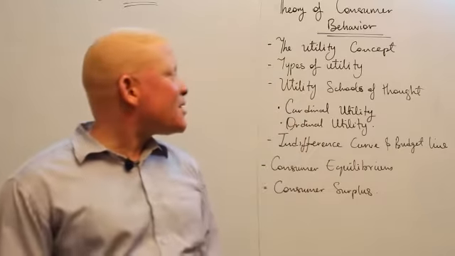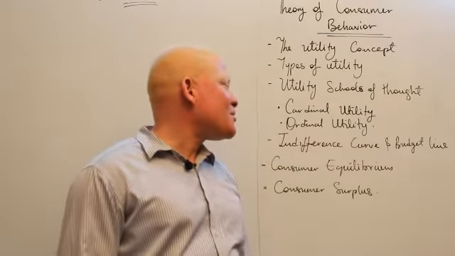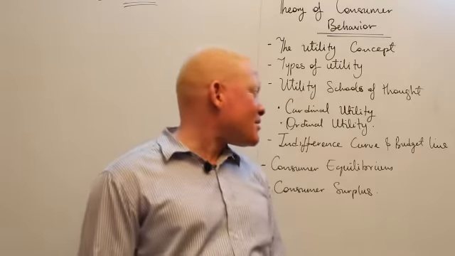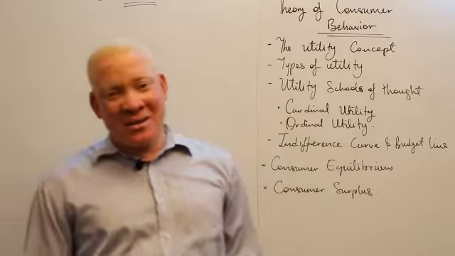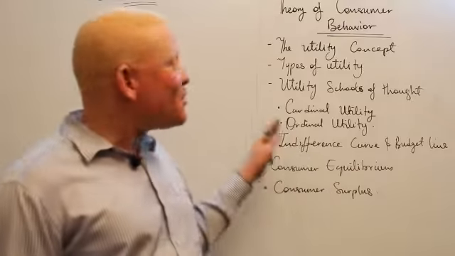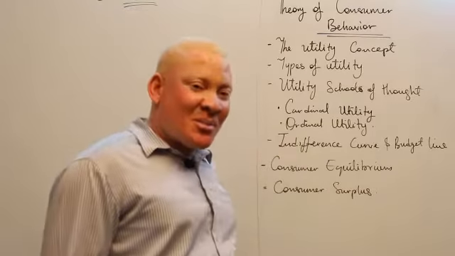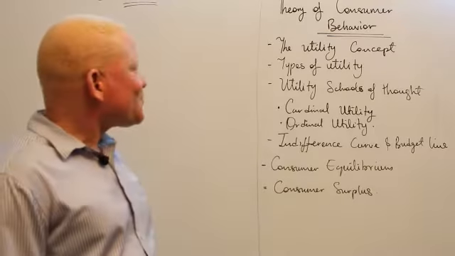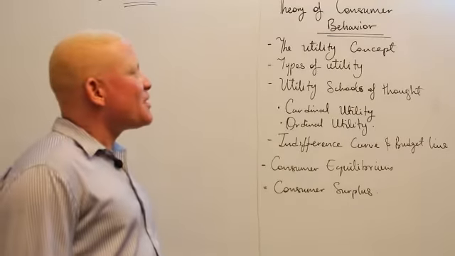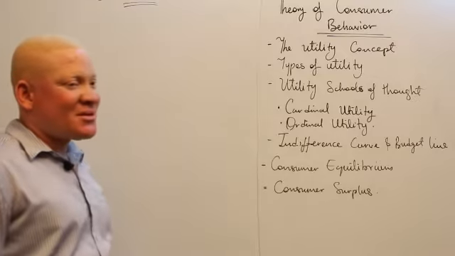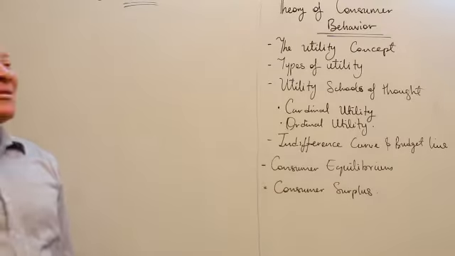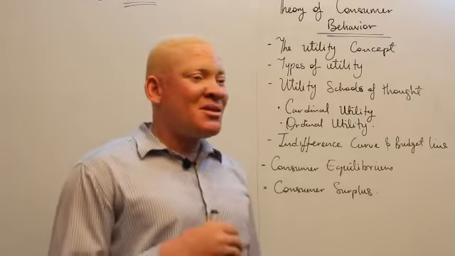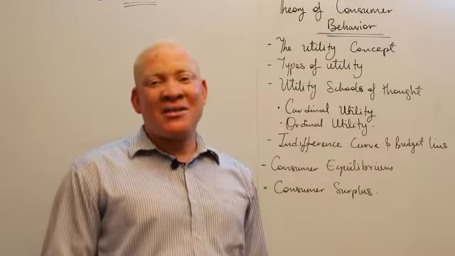After which we look at the types of utility, schools of thought in utility, which are the Cardinal and Ordinal utility schools of thought. Then we have the indifference curve and budget line analysis, consumer equilibrium, and consumer surplus. That makes up the subtopics for what we are going to study in this study session. Now, the first thing, like we just talked about, is the utility concept. Utility as a concept is the idea behind a consumer's behavior, because utility in economics refers to satisfaction.